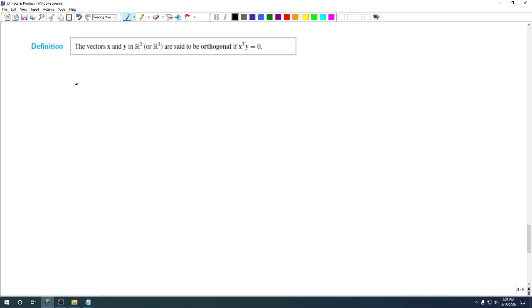If we're in the case where two vectors have an inner product of 0, if x transpose y equals 0, well, that means that the product of the magnitudes of x and y times the cosine of the angle between them equals 0.